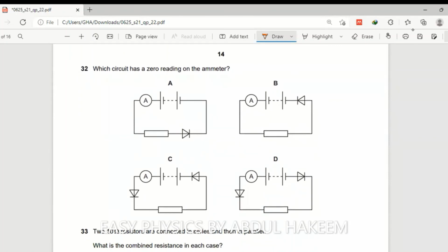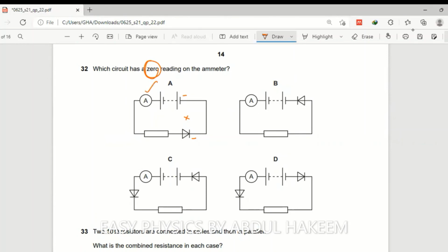Now the 32. Which circuit has a 0 reading on the ammeter? So a diode is connected. We have to look at reverse bias. Look, the negative side connected with the negative, it's a forward bias. So this is not the option because we have to find the 0 reading, 0 current.